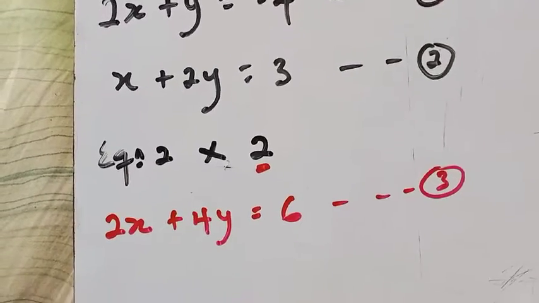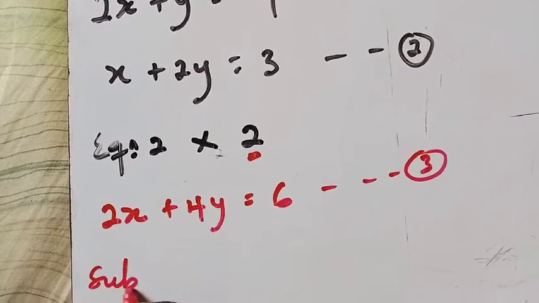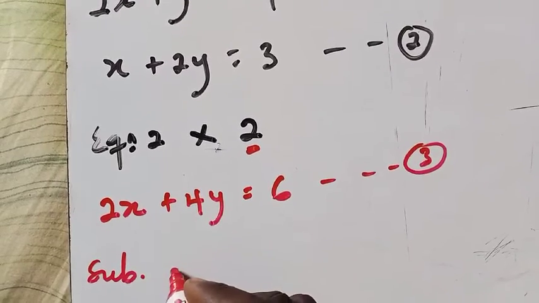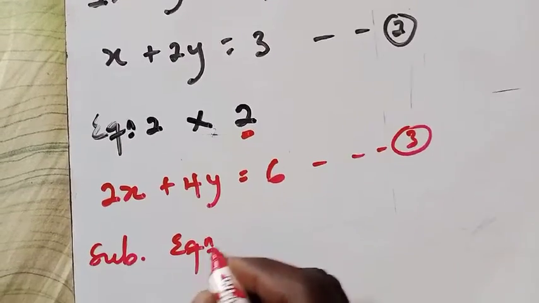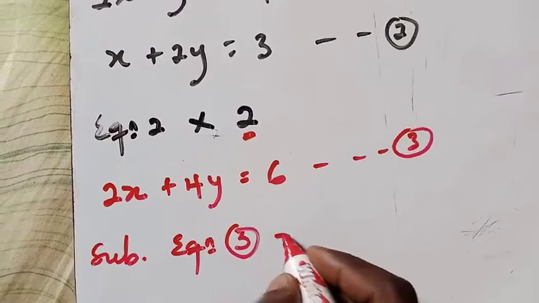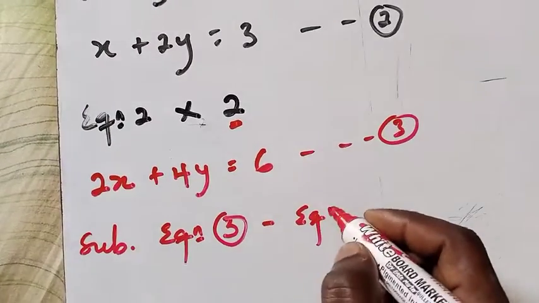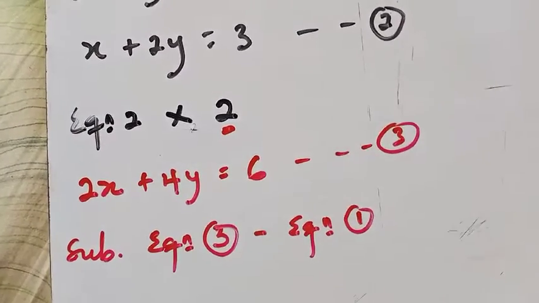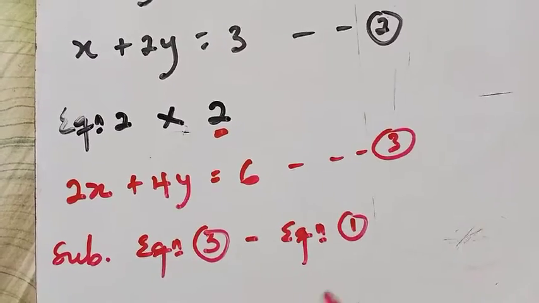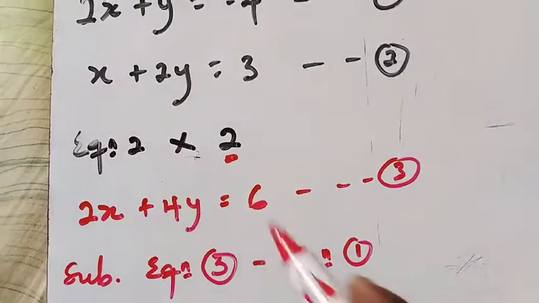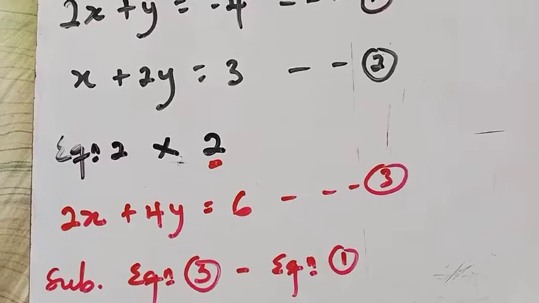So here I'm going to say subtract, right? So we are going to subtract equation 3 minus equation 1, right? So that is the reason why we are multiplying. Since we multiply, we want one of the variables to be eliminated. So let's do the subtraction.